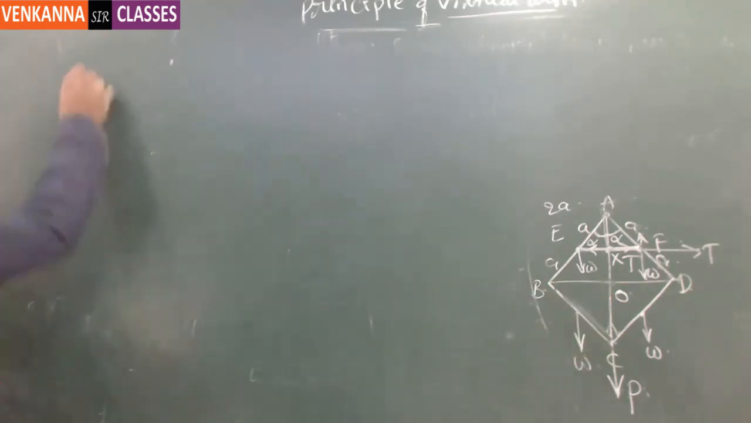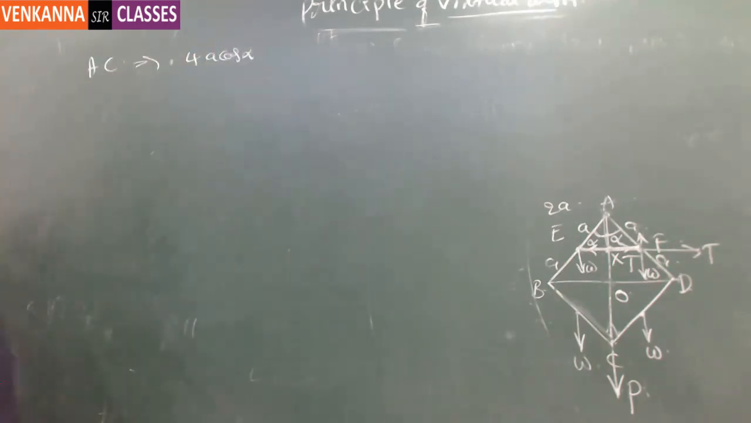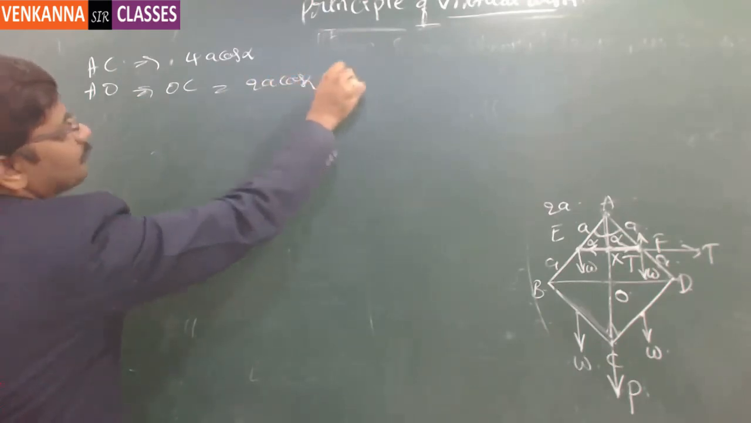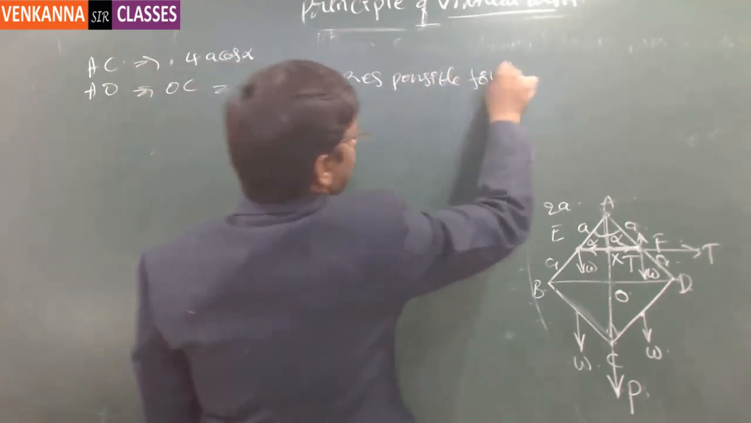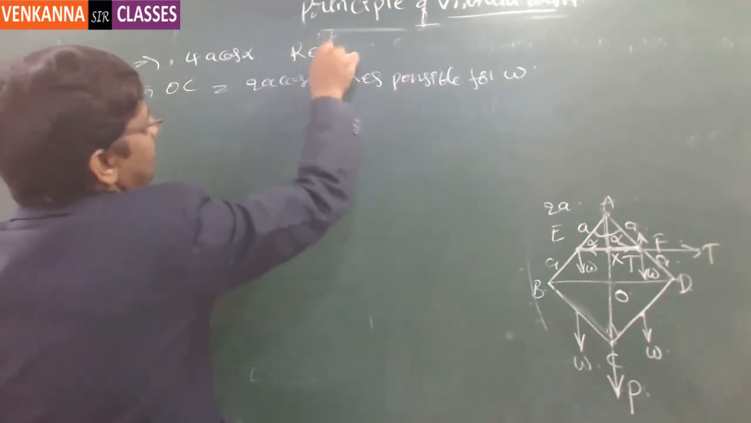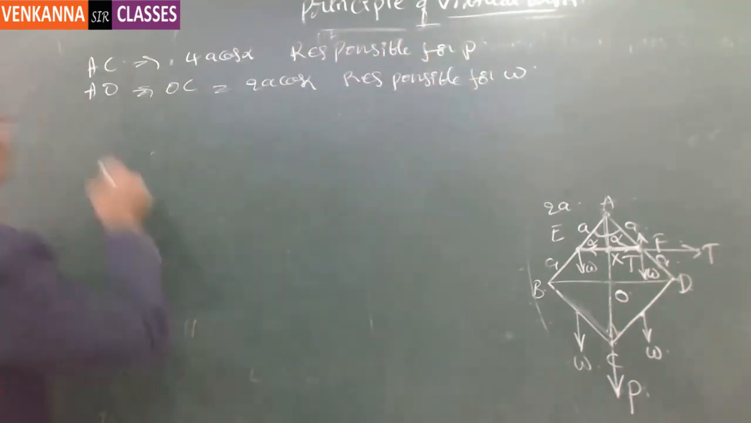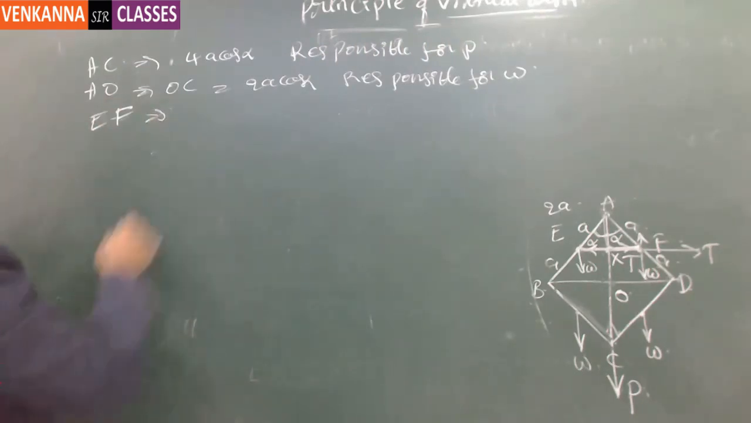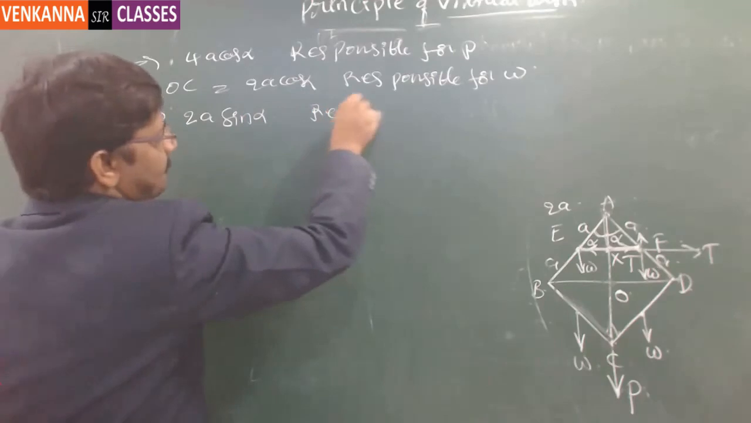So total displacement: AC is 4A cos alpha, and AO is equal to OC is equal to 2A cos alpha, responsible for W. And this is responsible for P. And EF is equal to 2A sin alpha, responsible for T.